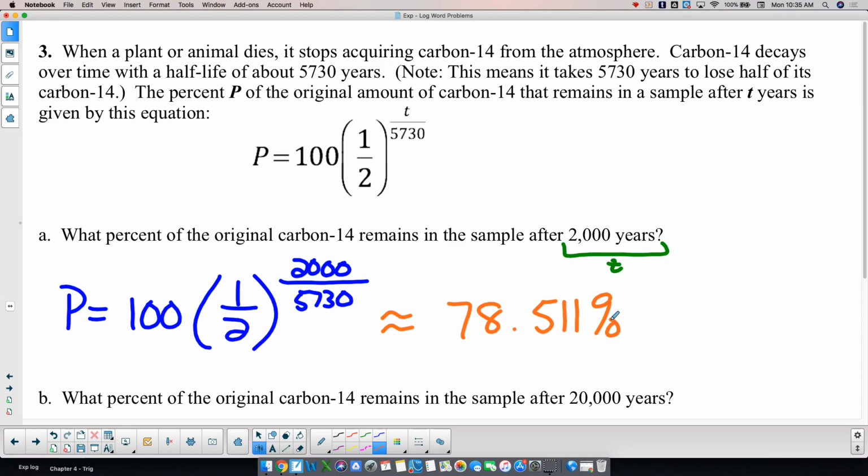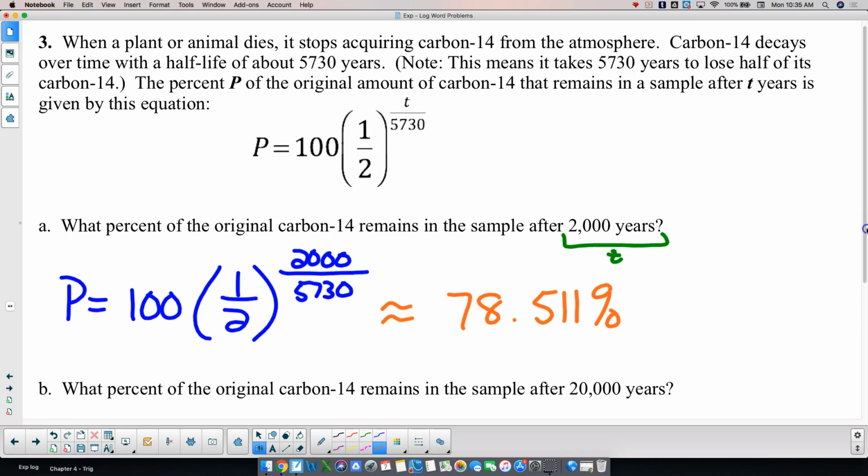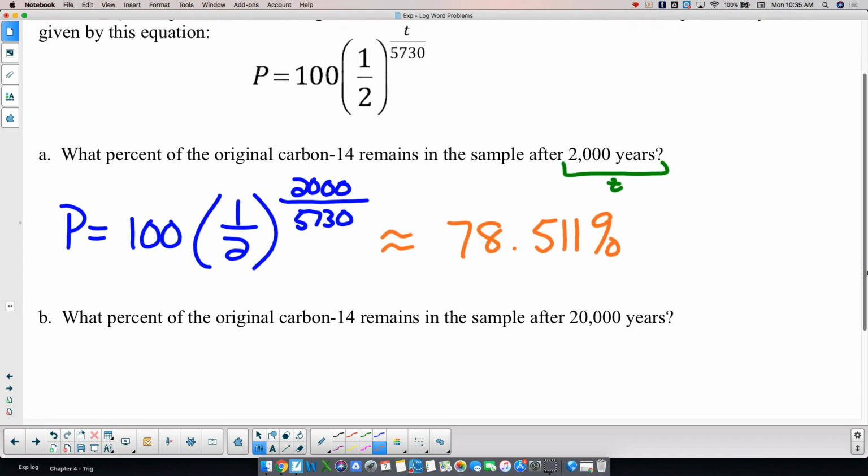Part B. What percent of the original carbon-14 is in the sample after 20,000 years now? So now my T is 20,000 years.